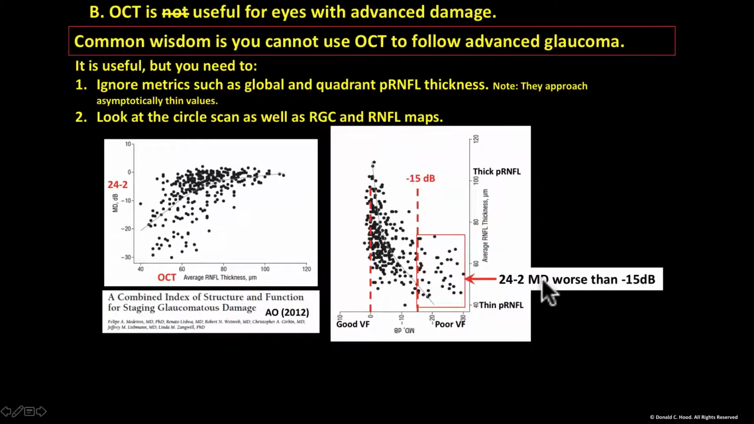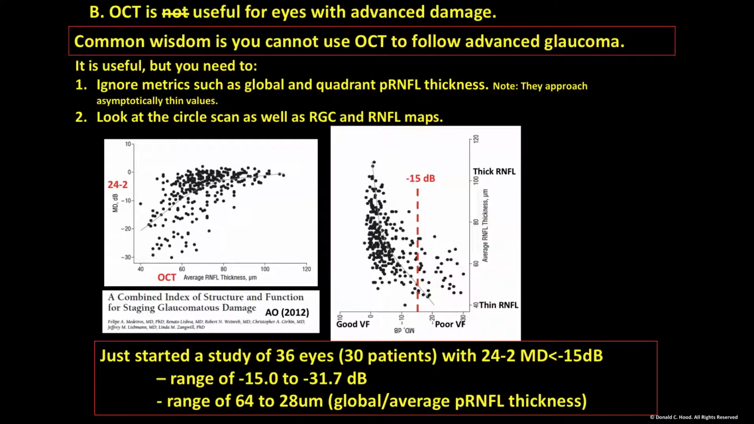So what Medeiros et al. found, and what Randy Carden and I found, and others have found, is that once you get losses more than 10, 15 dB, the average retinal nerve fiber layer tends to asymptote. You can see that all these points are just scattered around an asymptotic value here of 55 microns or so.